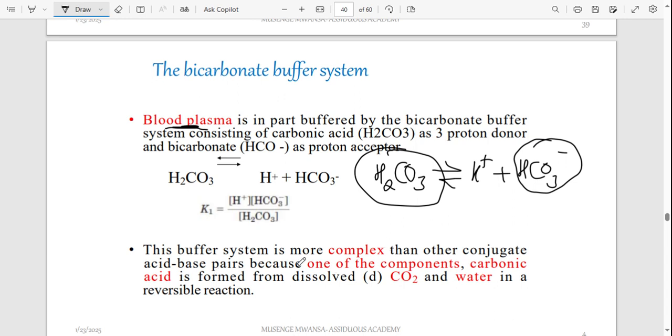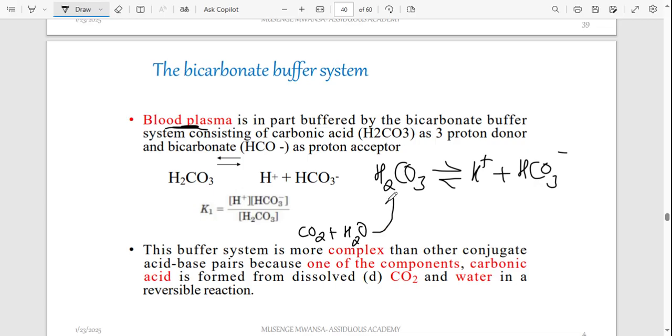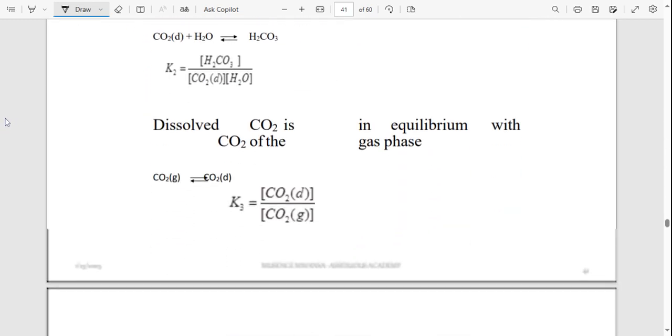One of the components, the carbonic acid, is formed when carbon dioxide reacts with water. When you have a lot of carbon dioxide in the body, it can react with water, using the enzyme known as carbonic anhydrase, to form carbonic acid. The same carbonic anhydrase can also do the opposite direction, and then the bicarbonate can also dissociate like that. Carbon dioxide is released from the respiratory system. That's why this buffer system is related to the respiratory system, because of the carbon dioxide.